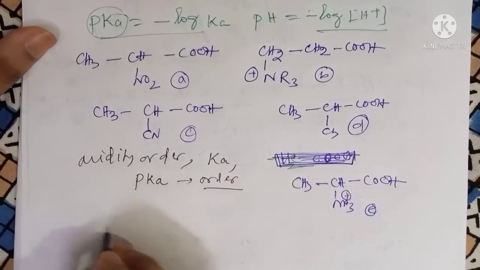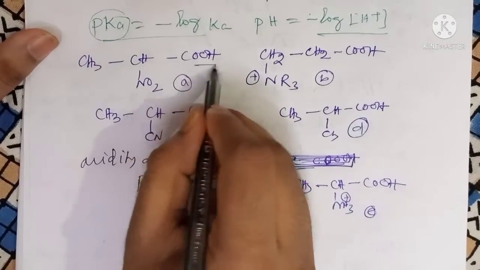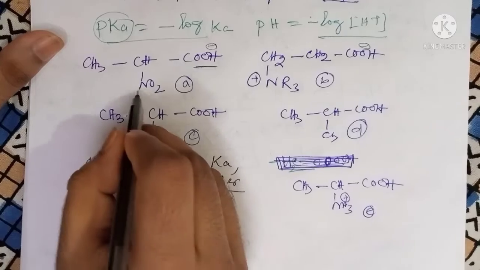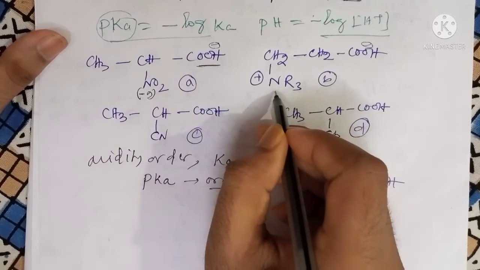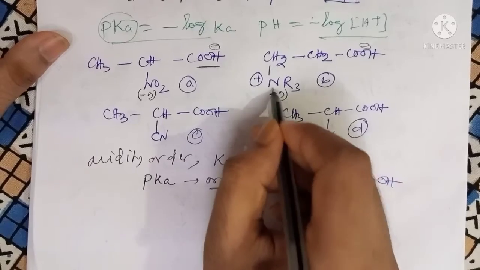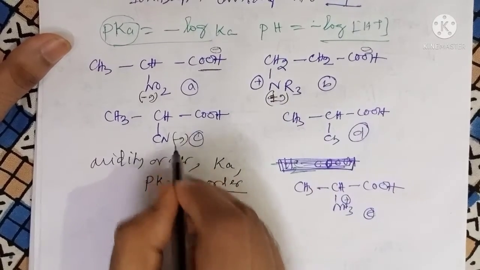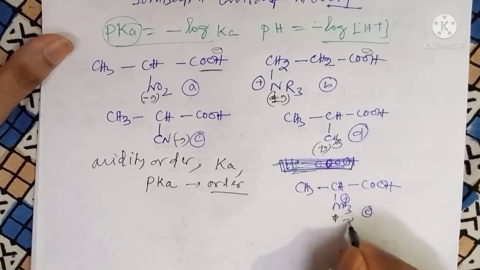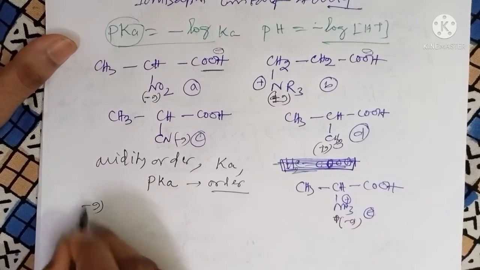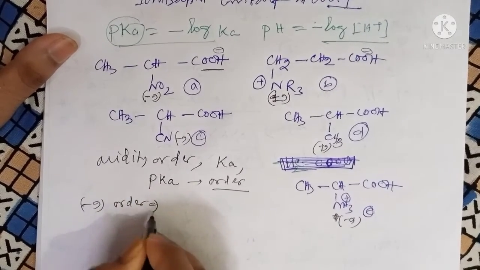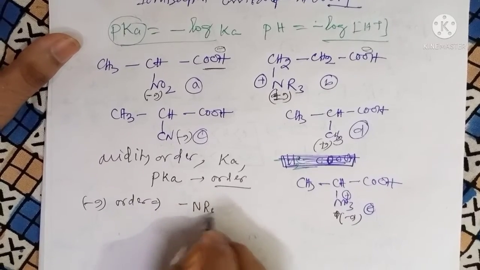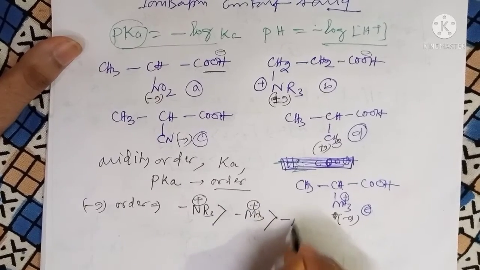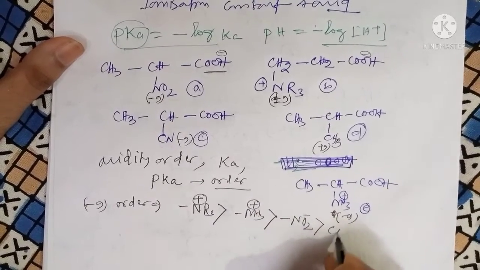First check: all form COO minus conjugate base. NO2, NH3 plus, NR3 plus and CN show the minus I effect, and CH3 shows the plus I effect. Now check the minus I effect order: NR3 plus has more minus I effect than NH3 plus, and NH3 plus has more than NO2, than CN.